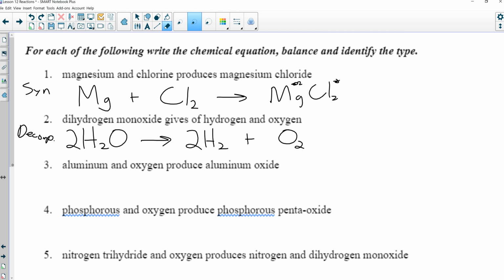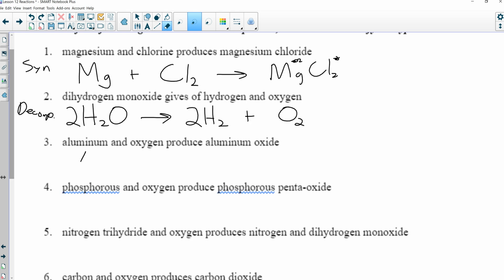How many people are done the 3rd one? Okay, let's have a look at the 3rd one. So we have aluminum, so Al, and oxygen. What do I have to remember about oxygen? It's a special element, yeah. To produce aluminum oxide, which is an ionic compound. So this is a -2, aluminum is a +3.